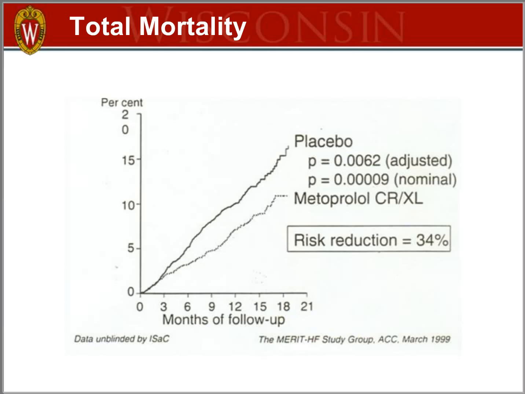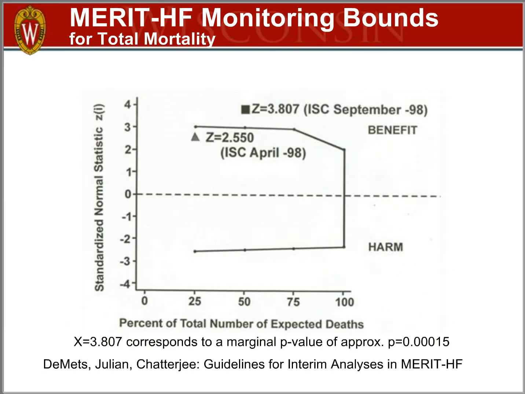If you compute a naive p-value, just using the test statistic, forgetting about the fact that you looked at this data several times, the p-value would be an impressive 0.0009. On the other hand, if you adjust for the fact that you had a sequential boundary in place, the p-value would be still impressive, but only 0.0062.